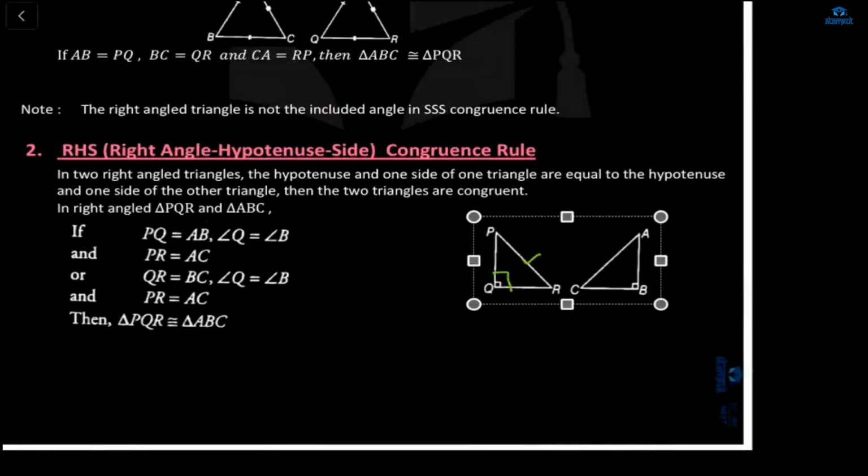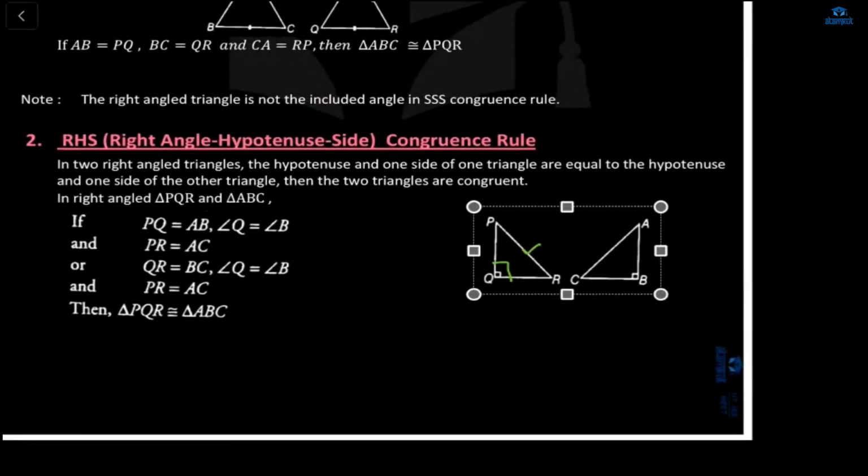Now this is the RHS. So RHS, the full form is right angle hypotenuse side. R is for right angle, H is for hypotenuse, and S is for side. So for proving two triangles, if it is given that the two triangles are right angled, how can you prove the two right angle triangles are congruent?